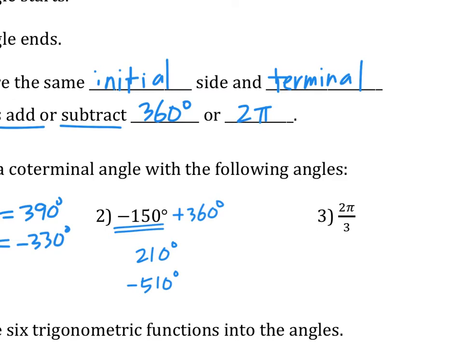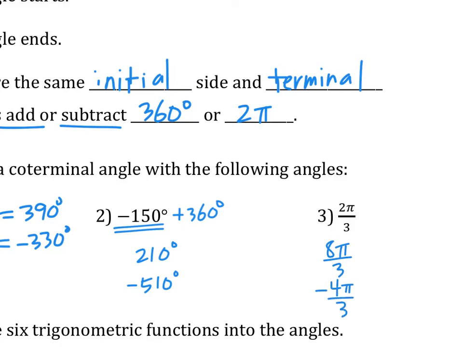Okay, give me one angle. Yes, Ashley? 8 pi over 3. Yes, 8 pi over 3. Someone else. Sally? Negative 4 pi over 3.